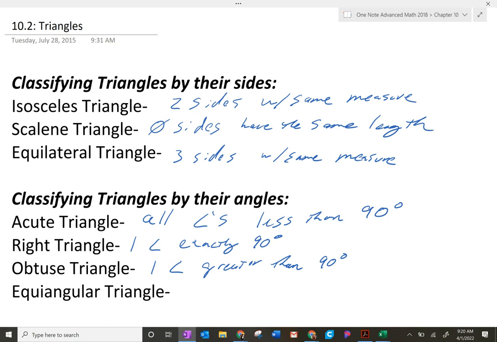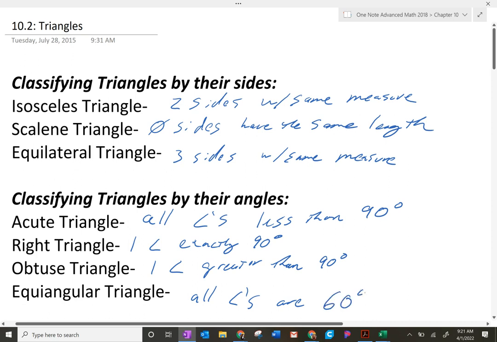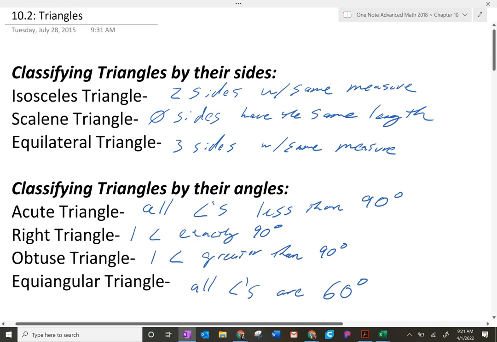And the last one, the equiangular triangle. Every single angle is going to be 60 degrees. Yep, they're all the exact same, and because they add up to 180, all angles are 60 degrees. So 60, 60, 60, and it'll add up to 180.